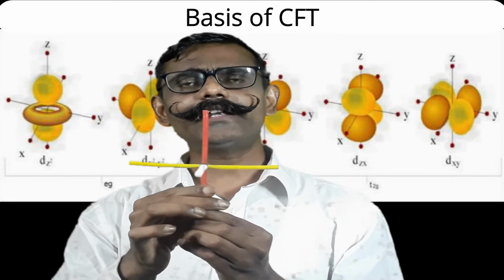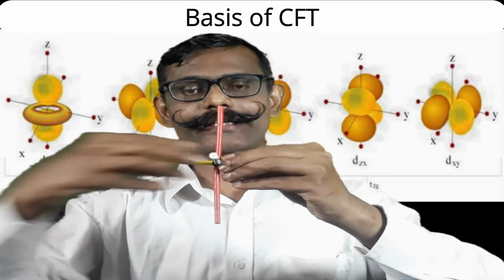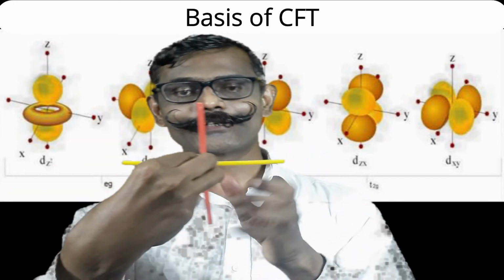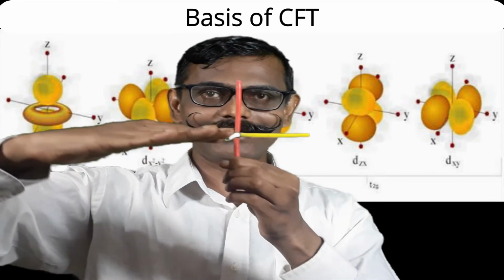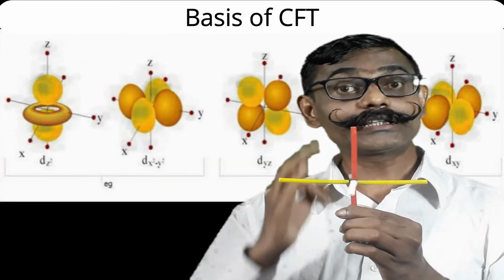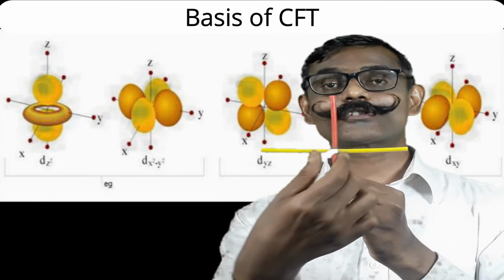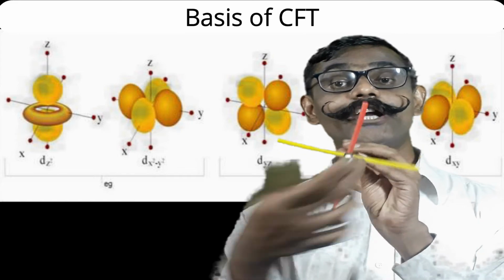It is perfectly along the x and y axis. So the lobes will be along the x axis and along the y axis. So it is in this xy plane and along the x and y axis. Now see the third orbital, the dyz orbital. Where is our y axis? Yes, towards you and away means y. Where is z? Up and down.